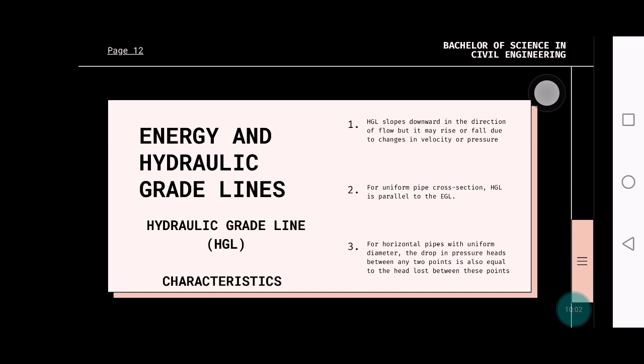Next, energy and hydraulic grade lines, or hydraulic grade line HGL characteristics. First, HGL slopes downward in the direction of flow, but it may rise or fall due to changes in velocity or pressure. Second, for uniform pipe cross-section, HGL is parallel to the EGL, or energy grade line. Last is for horizontal pipes with uniform diameter. The drop in pressure heads between any 2 points is also equal to the head lost between these points.